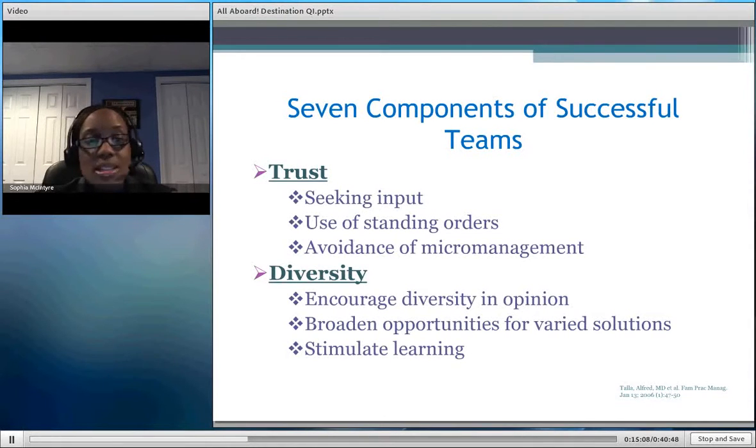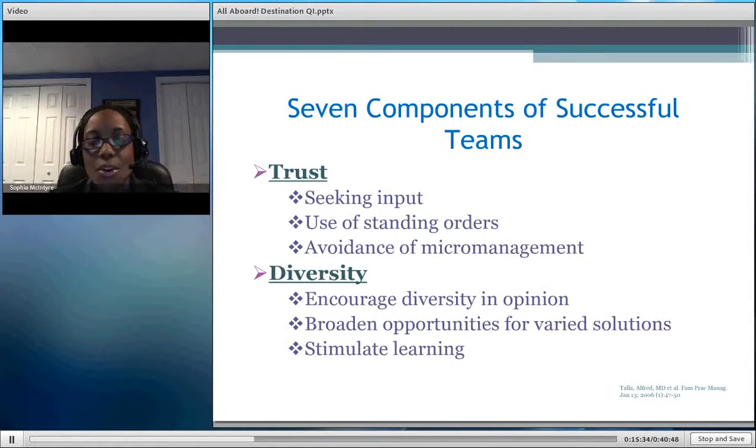In addition, it's important to avoid micromanagement. Many providers want to ensure that all aspects of care are being completed, but with the many demands on our time, it's not possible for us to do everything ourselves. So we really do have to trust our clinical team and our support members to make things happen for us.